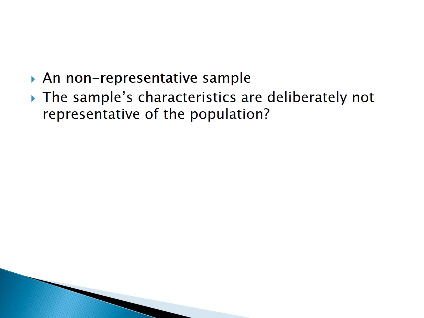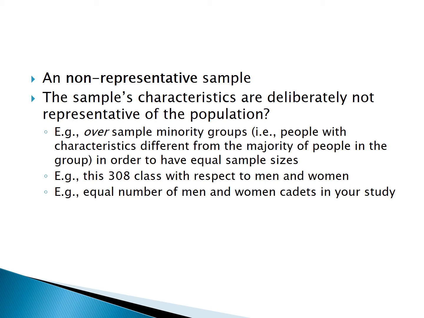Now, on the other hand, you may want to have a non-representative sample. And the sample's characteristics in this case are deliberately not representative of the population. So for example, let's suppose we don't want a sample that's representative of, say, male and female, or minority students versus white students, but we needed equal numbers of both to participate in our study. What we would do there is oversample minority students so that we would have an equal number of students with minority status compared with the number of students that were, say, white.